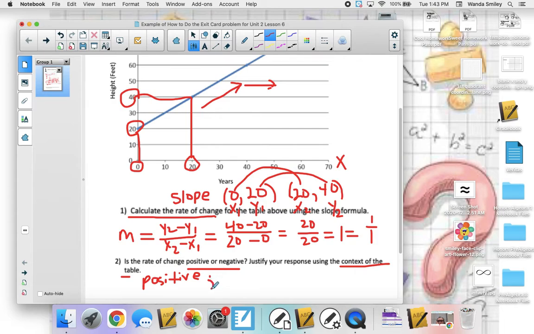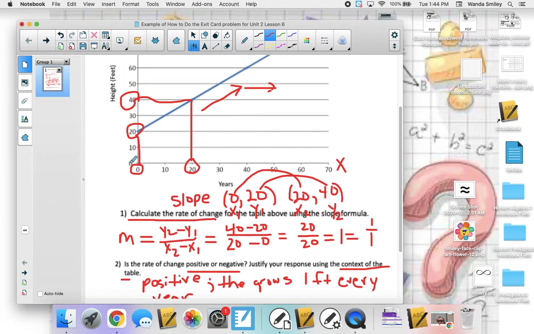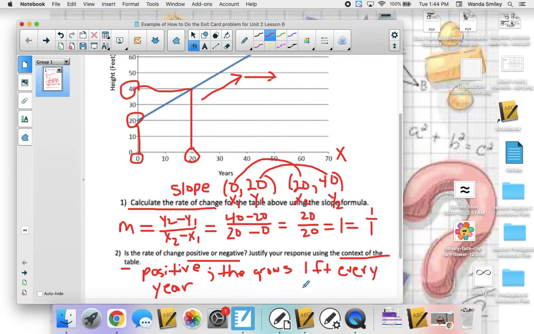The tree grows 1 foot every year, or per year. That's in context to the graph they gave us, which we can make a table of values from. So when it was 1 year, it'd be 1 foot. When it gets to 10, it grows 1 foot every year, but it starts out at 20 feet.